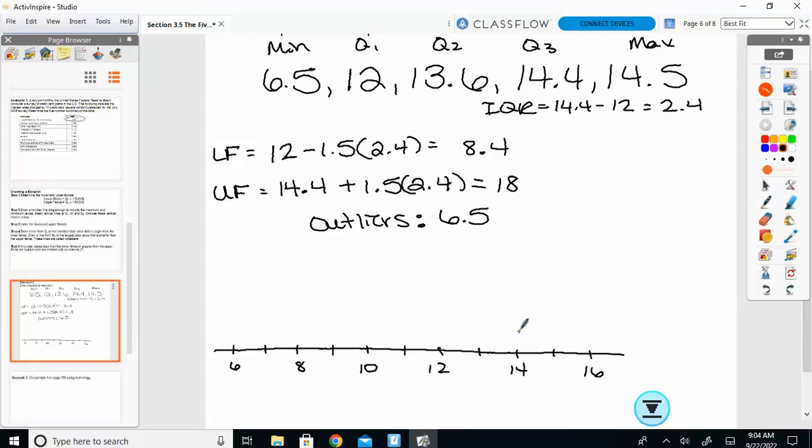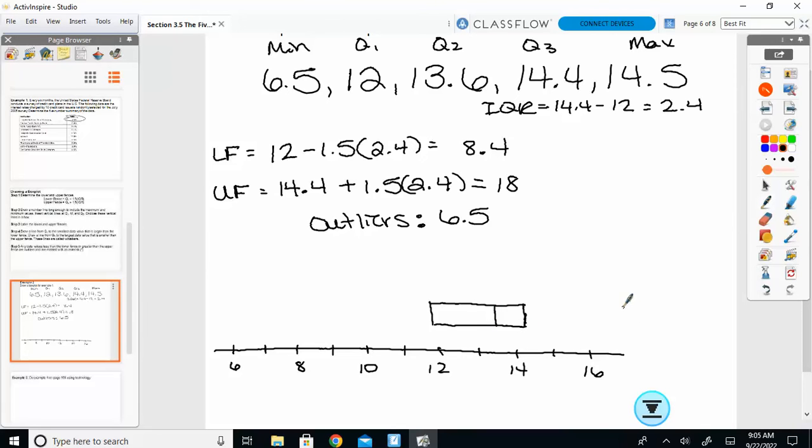Okay, so when we draw the box, look at your notes from yesterday. We put vertical lines at quartile 1, so that's 12. And quartile 3, that's 14.4, so a little less than 14.5. That's my box. My median is always going to be inside this box, and we're going to put a line to represent that. So 13.6, that's a vertical line in my box.